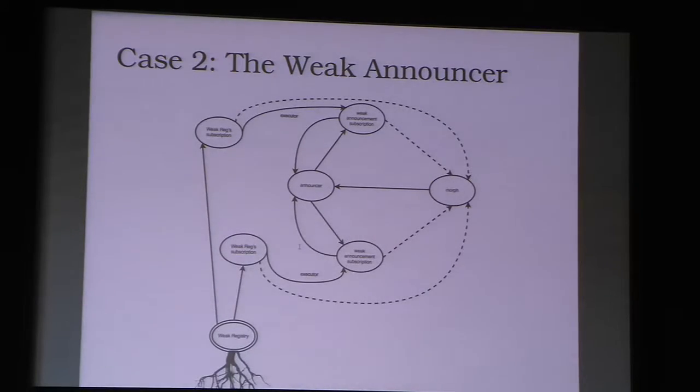So we have a root object which is the weak registry. This weak registry will hold two weak subscriptions inside the registry. So this is the one in charge of finalization, of sending finalized objects. And then we have the same as before, almost. We have a morph that has an announcer, and in the announcer we now have two weak subscriptions. These weak subscriptions will have weak references to the morph instead of strong references.